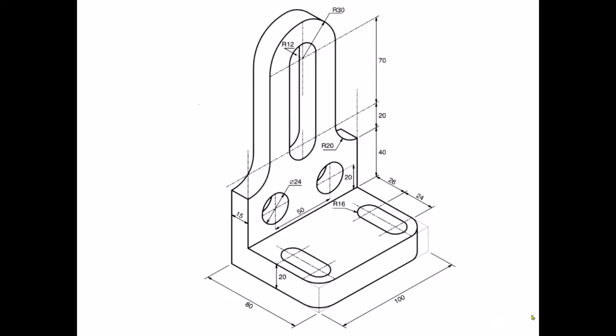Now this is the next exercise for us to draw. Let's understand the dimensions. We have the base of 80 by 100, thickness is 20, and then on this we have this plate with these two holes and a hole here and these two holes here. Let me first make the base with 80 by 100.